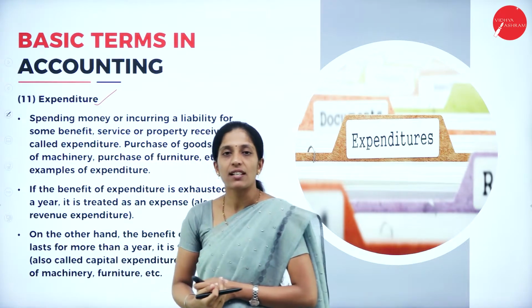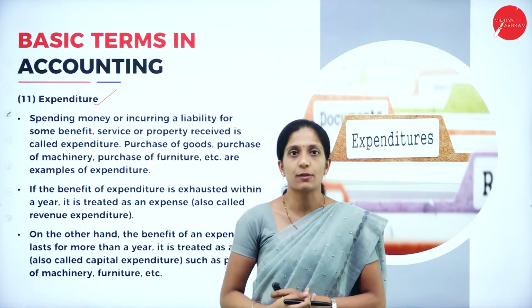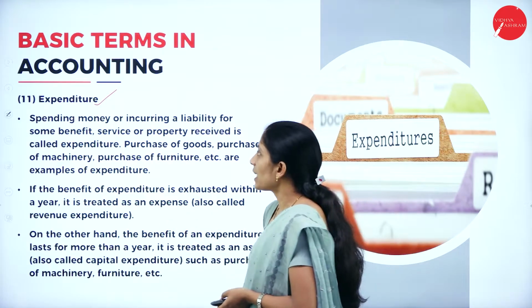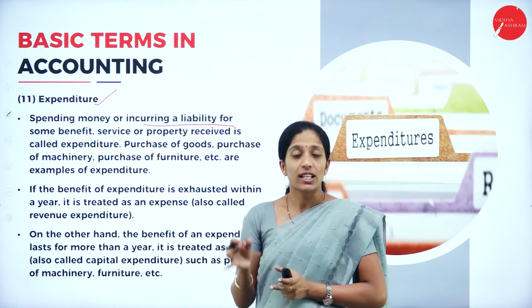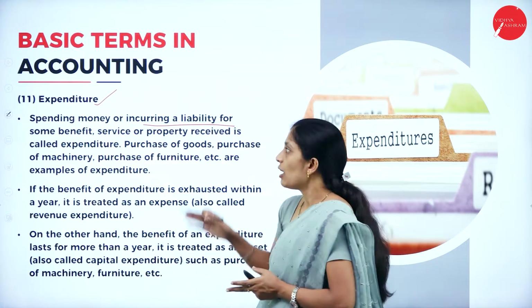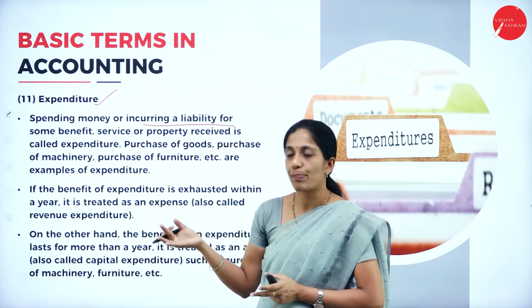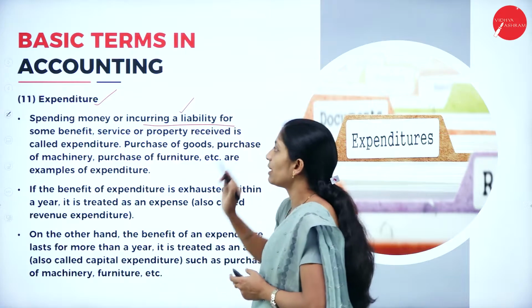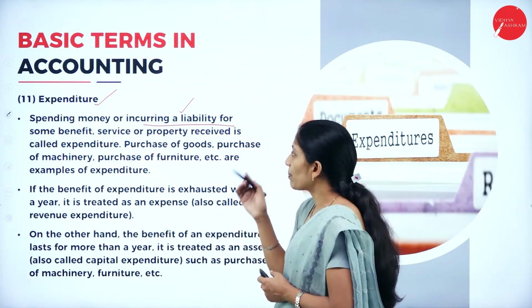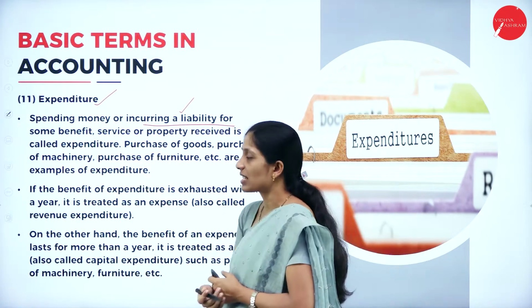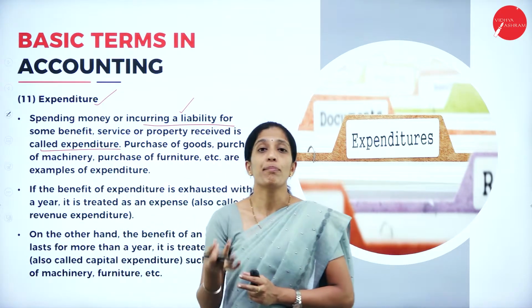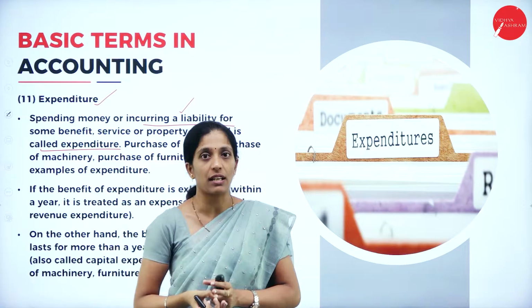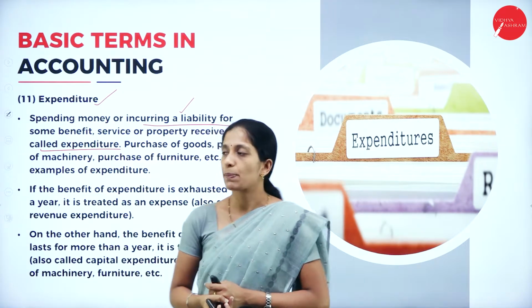Now let us see the difference between expenses and expenditure. Expenditure is spending money or incurring a liability for some benefit. Here also there will be some benefit for which the money is spent or a liability incurred. It may be a service or property received, and that is called expenditure. So spending money on some benefit which is going to be received is known as expenditure.